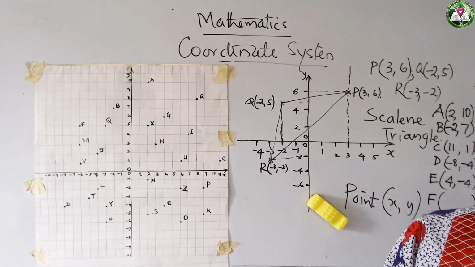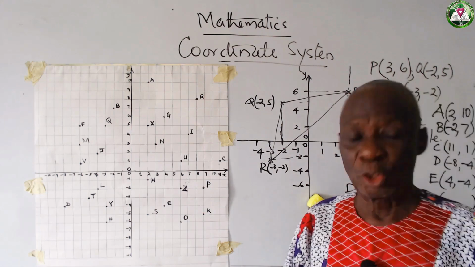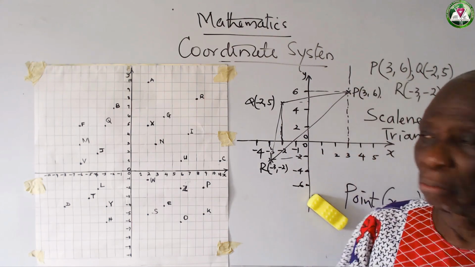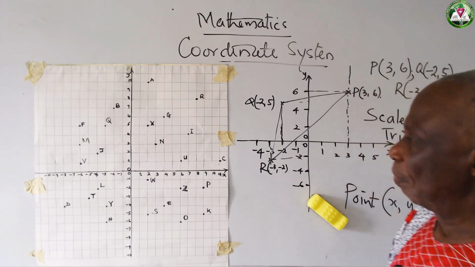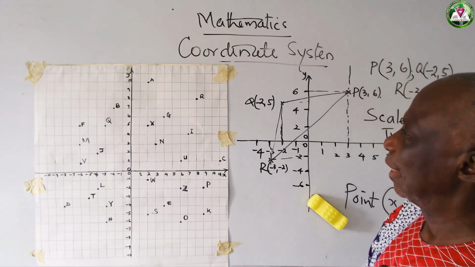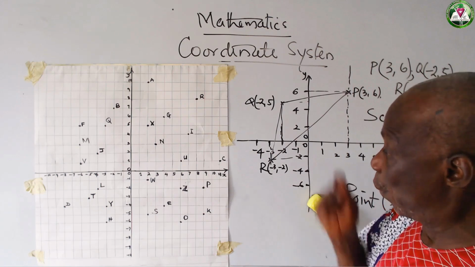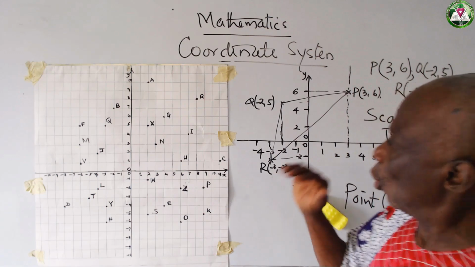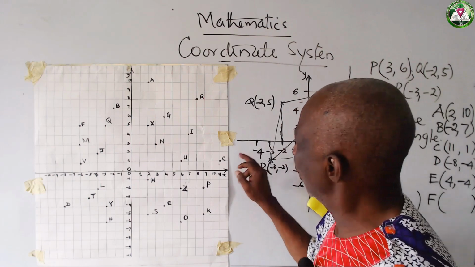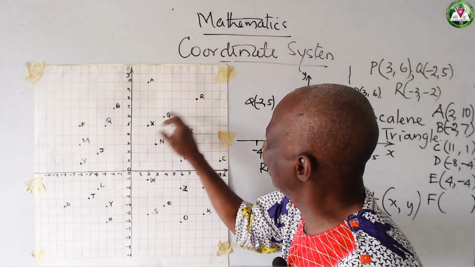First thing we do now is to locate F. Look for F very carefully. You see, they scattered this in. They didn't write it so that you will easily see it. Look for where F is. Go to the first quadrant. Look at all the points that are marked in the first quadrant.